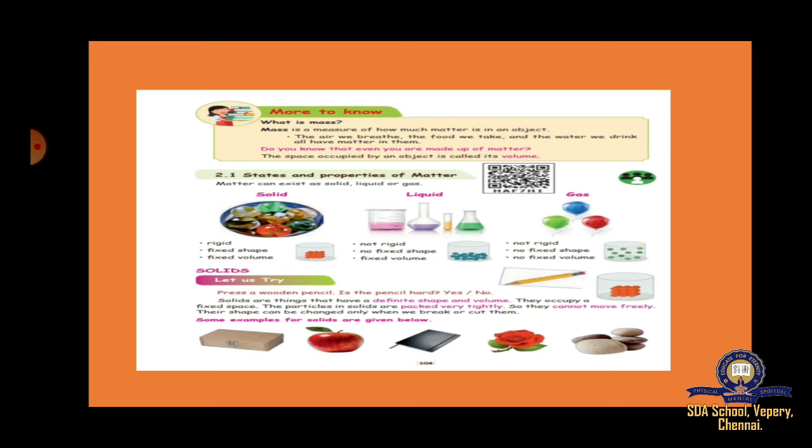If you have a big pencil and you cut it, the shape of the pencil will change, right? If you sharpen it, we can change the shape of that pencil. So only if we break or cut, the shape will be changed. See the examples there: a box, apple, book, a flower, and a stone. So these all are solids, which have a definite shape and volume, are packed very tightly, and cannot move freely, but the shape will change when we break or cut them.